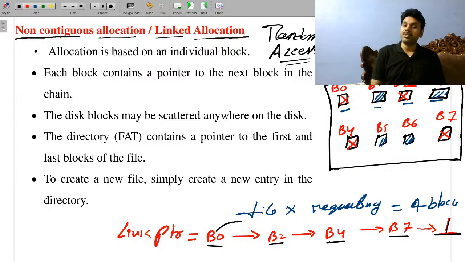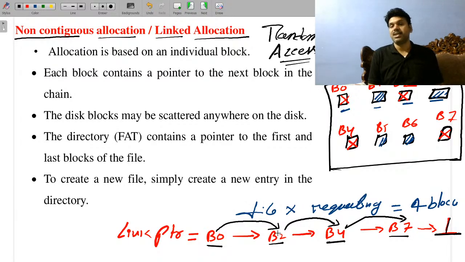After scanning B0, you need to go to B2 using a link pointer. From there, you go to B4 using a link pointer. From there, you go to 7. So here also you need to give a file allocation table entry. That entry consists of the file name, and it also tells you how many blocks you require, and where the starting block is. If I know the starting block, I need not know the ending block, because the ending block ends with a null pointer. This is very important.